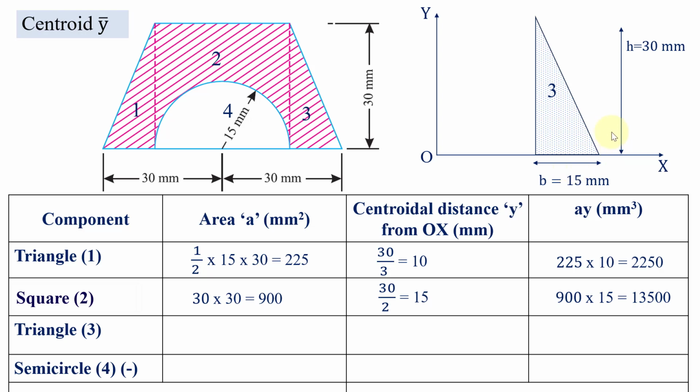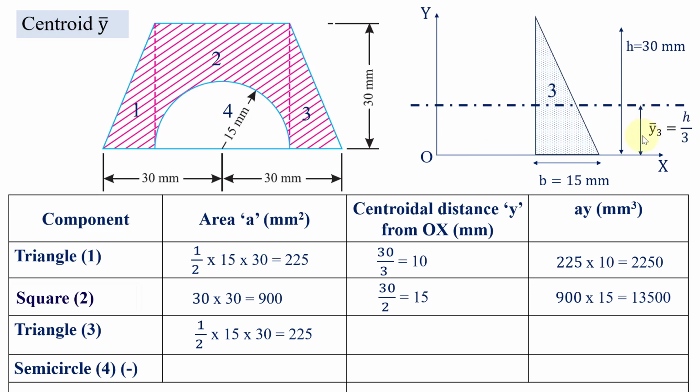So what is the area of the triangle? It is half BH, which is half multiplied by 15 multiplied by 30, and we got the value of this area as 225 millimeter square. And then we are going to find out the centroidal distance about this centroidal axis. So here also we are going to use the same formula to calculate the centroidal axis from the OX, and it is h by 3.